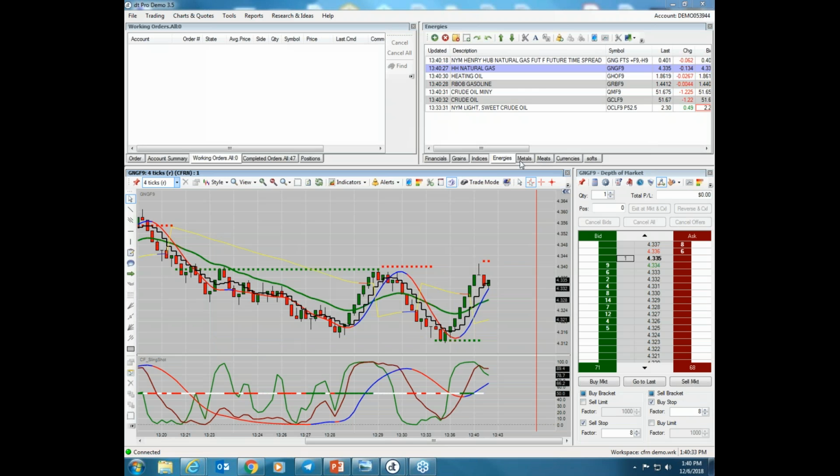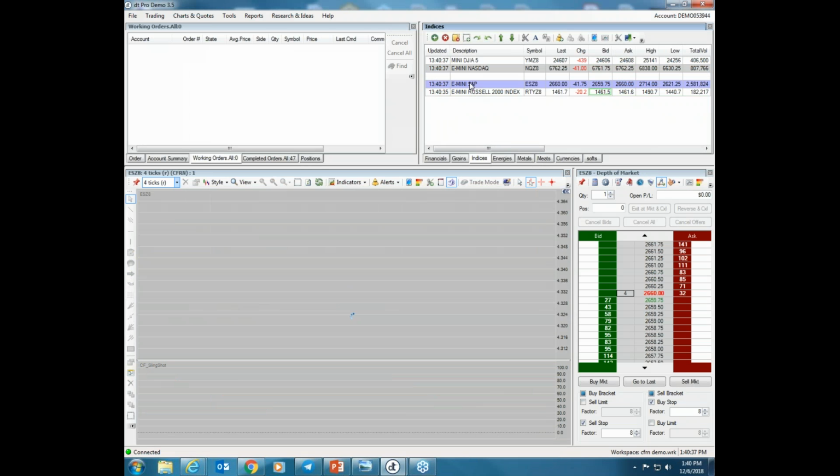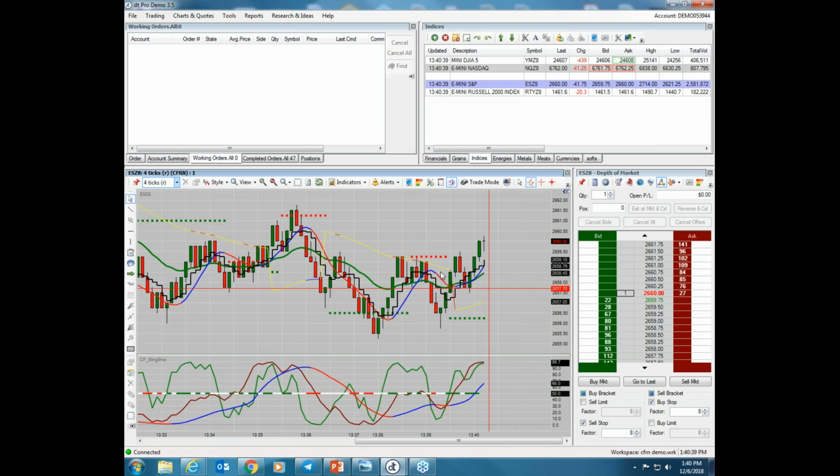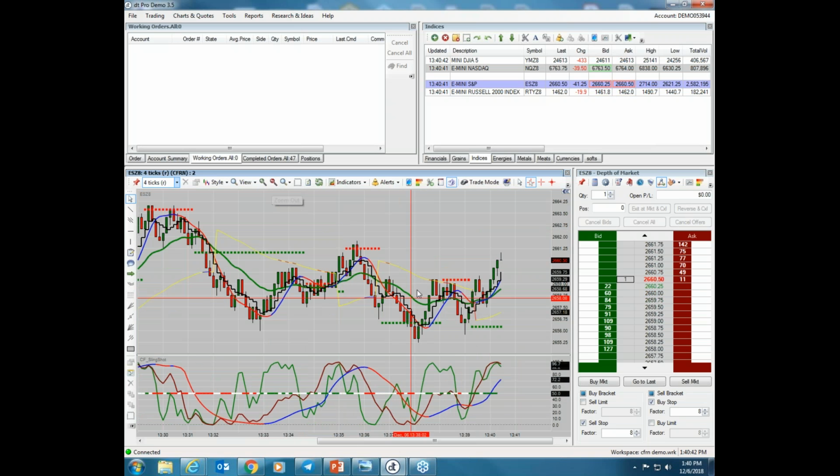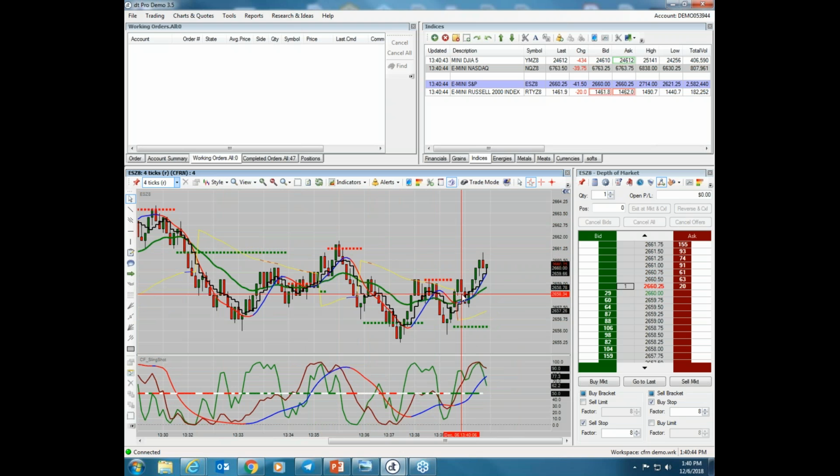So we're going to switch gears and let's go to the indices again. We're not trending yet. We're a little sloppy in here, so we're going to stay away.